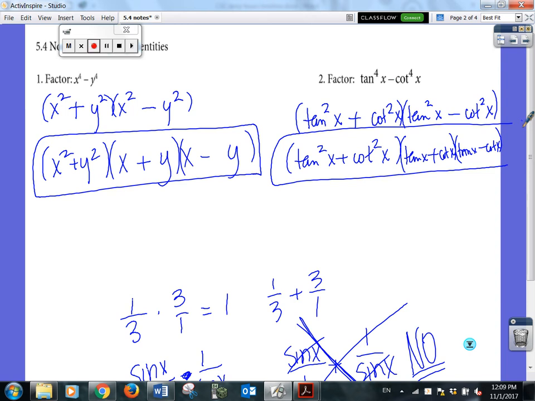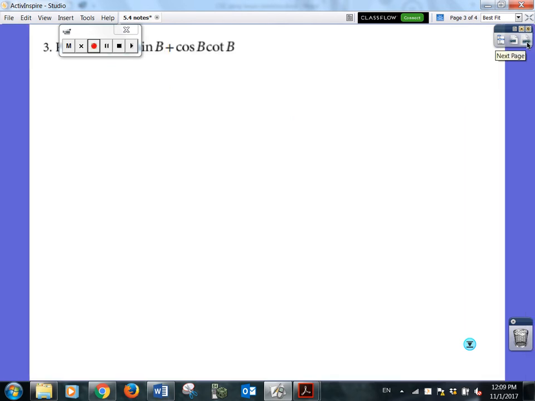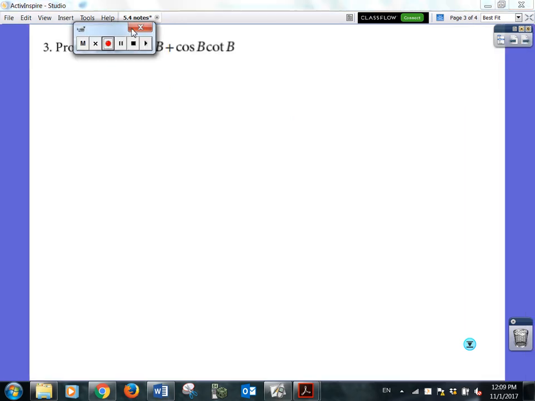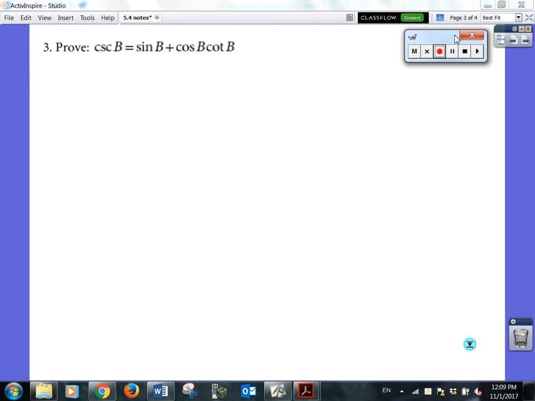So, factoring, we're just giving you some examples of factoring because that is a skill that you might need when you're simplifying and/or doing a proof. All right, so this first example: cosecant b equals sine b plus cosine b cotangent b.